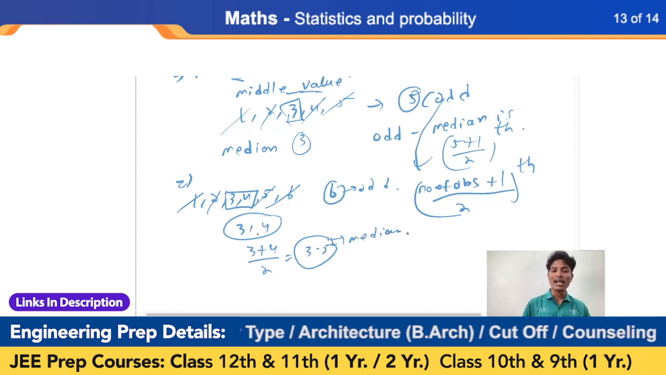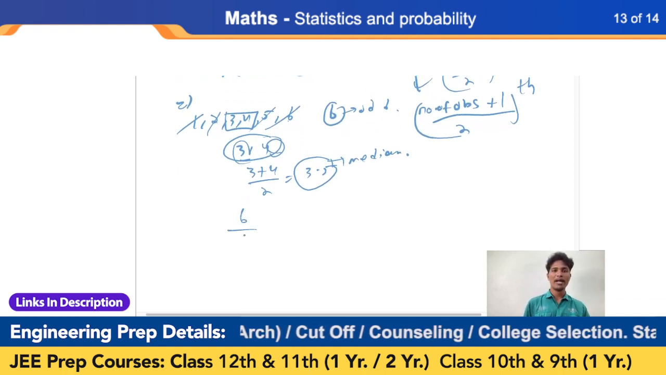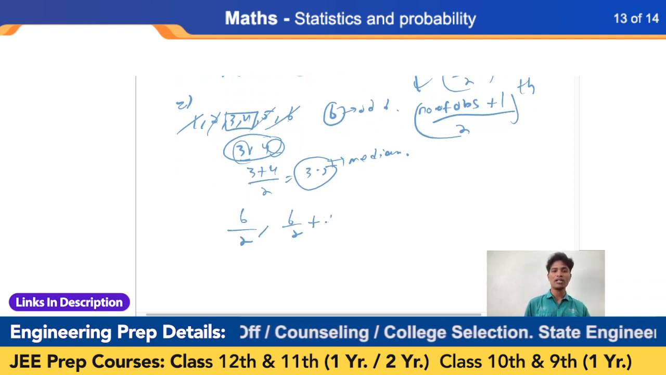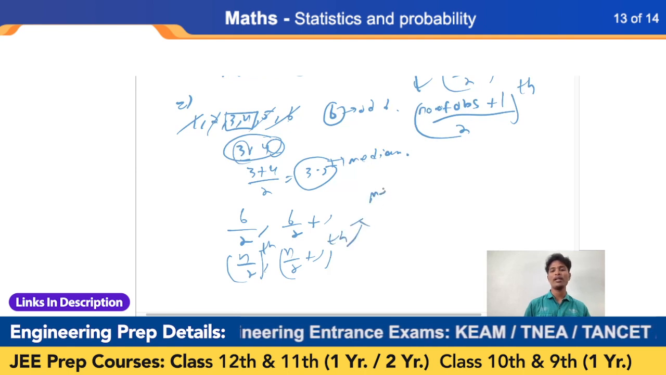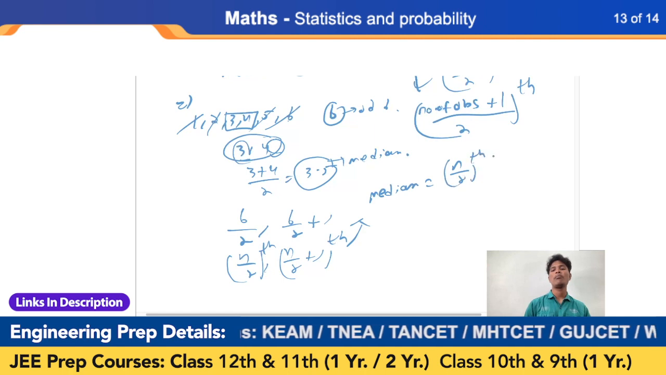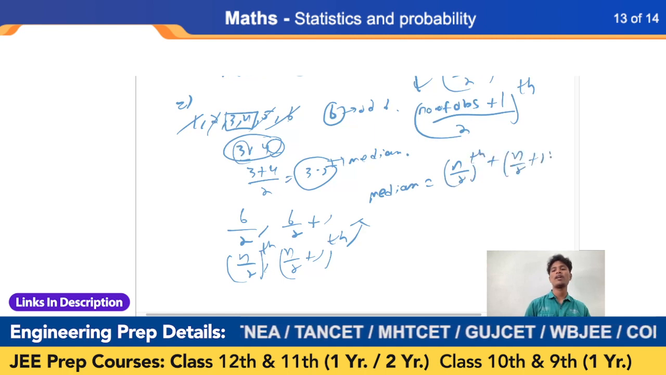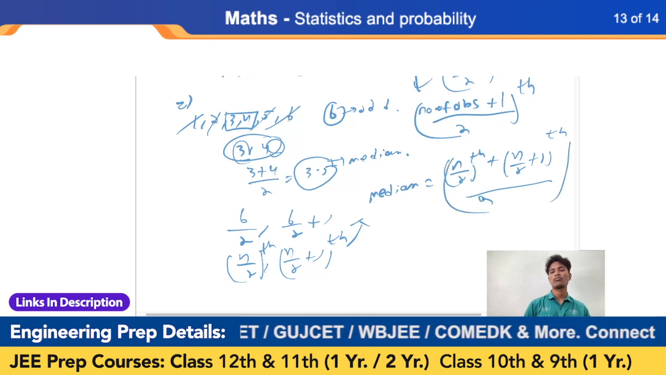So how to find which terms are 3 and 4? Simply do 6 by 2 and 6 by 2 plus 1, that is n by 2 comma n by 2 plus 1th terms. If I want to calculate the median, what do I have to do? Median is equal to n by 2th term plus n by 2 plus 1th term, divided by 2, is the median. Very important.